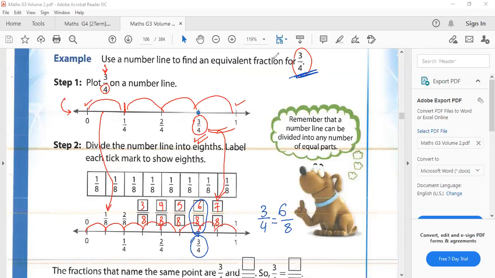Let us see, we multiplied up by 2, so 3 multiplied by 2 equals 6. And we did the same for the denominator down. We multiply by 2 also. 4 multiplied by 2 equals 8.